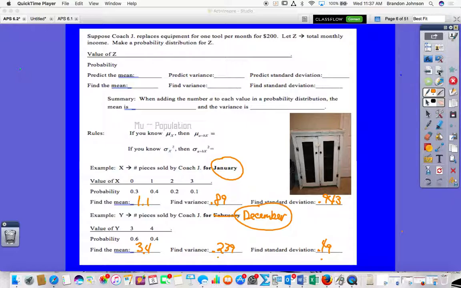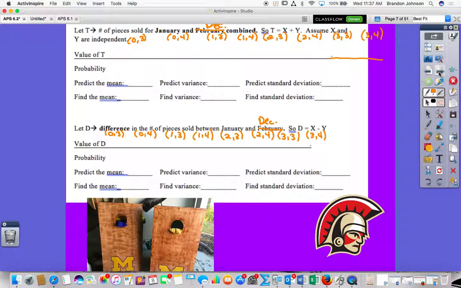Here's where we left off. We're going to go into section 6.2b and 6.2a a little bit on that as well. I think we also did this at the top, so we'll review and go over it. We talked about how if we combine the January and December months, we would have the variables x plus y, or the two random variables of x and the random variable of y, right?